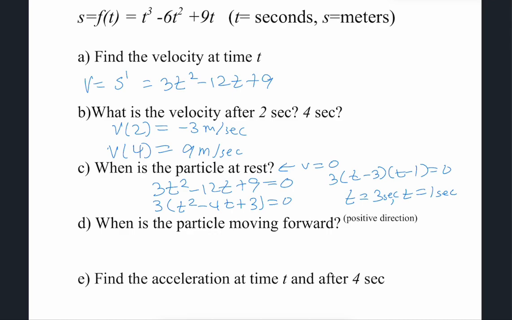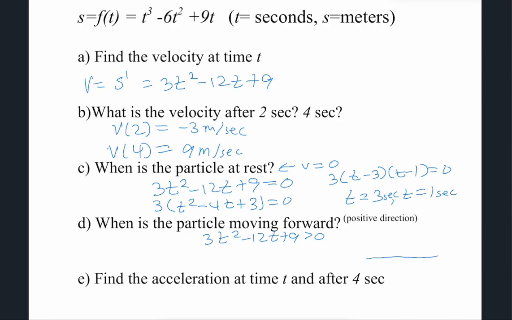Let's look at the next part. It says, when is the particle moving forward? You know how I mentioned at 2 seconds, it was negative. It's going backwards. It's going down or back, depending on what your line of motion is. And so it's moving forward when its velocity is positive. So what we're going to do is think, when is 3t squared minus 12t plus 9 greater than 0? Now we know that it's 0 at 1 and 3, right? Okay, so let's make a little chart.